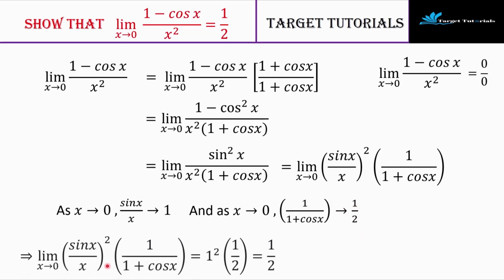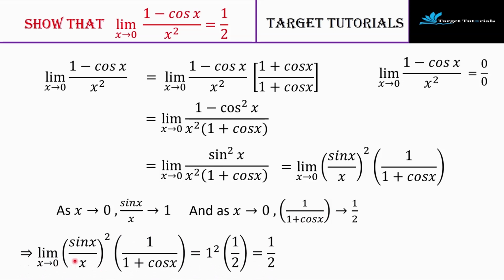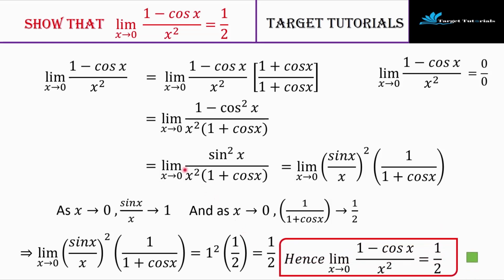From which we can conclude that the limit as x tends to 0 of (sin x divided by x) all squared times 1 divided by (1 plus cos x) is equal to 1 squared, because, as I said, this limit gives us 1 as x tends to 0, times a half. And 1 squared gives us 1, then 1 times a half simply gives us a half. And this is what we can conclude: the limit as x tends to 0 of (1 minus cos x) divided by x squared is equal to a half, which is what was required for us to prove.